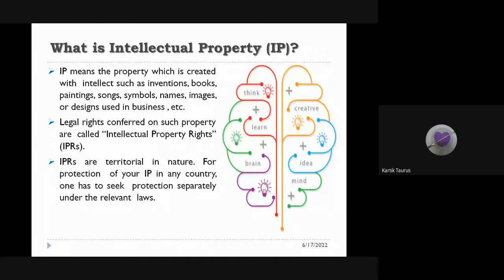Once you protect your intellectual property, you get some rights. These are called the intellectual property rights. And these rights are territorial in nature. For example, if you file a patent in India, you get the protection for that only in India. You won't get protection for that outside India. So for protection in some other country, you should go to that specific country and file for protection there.